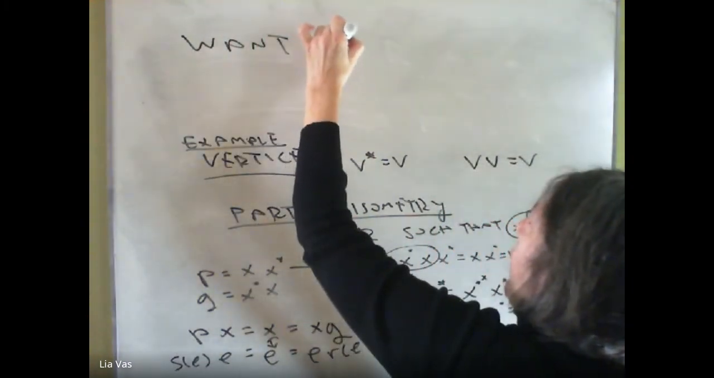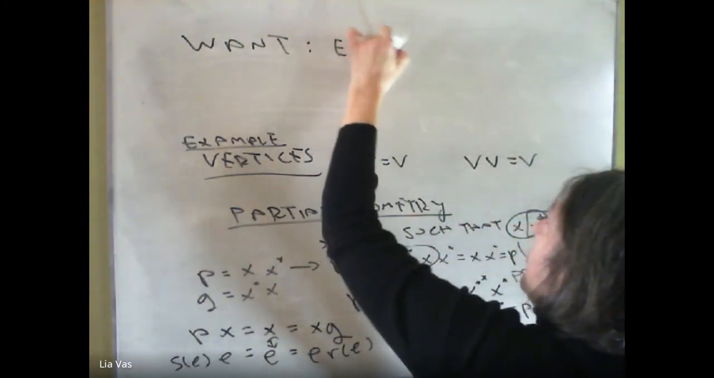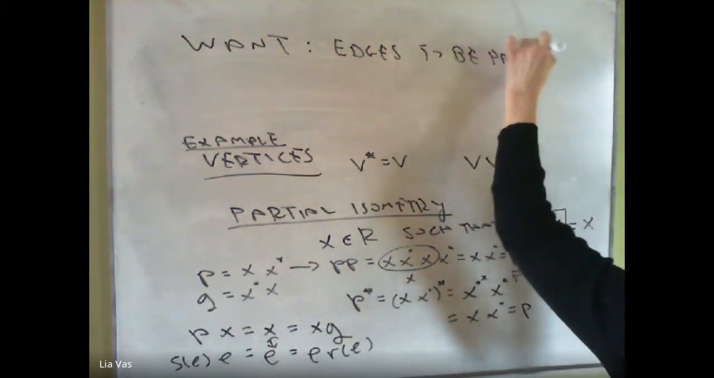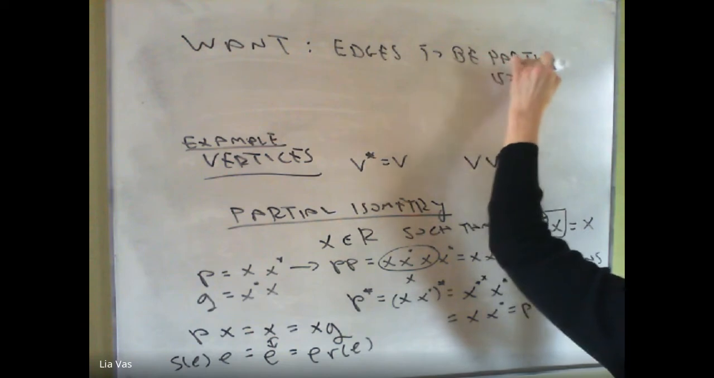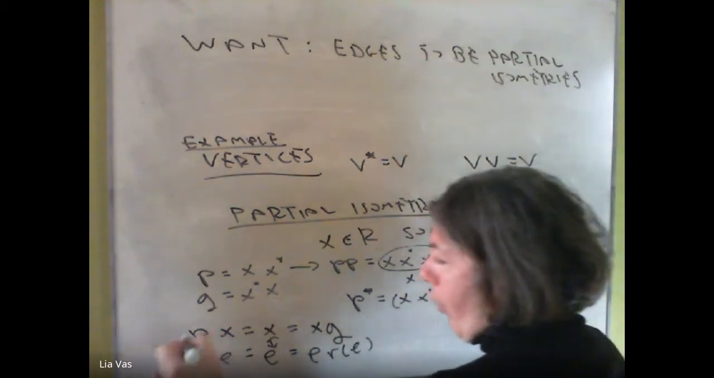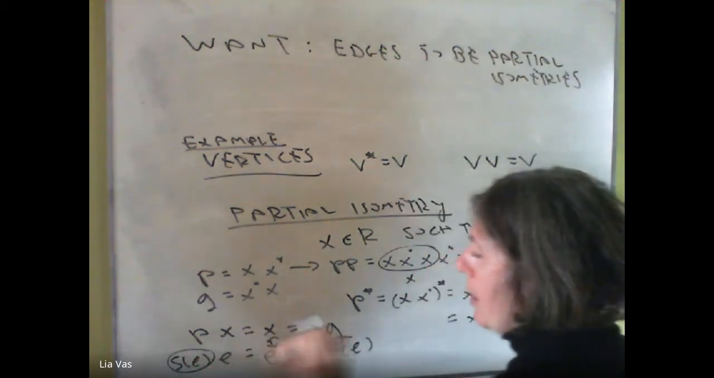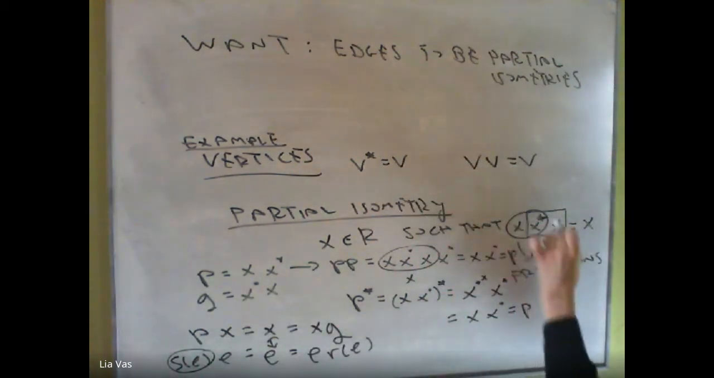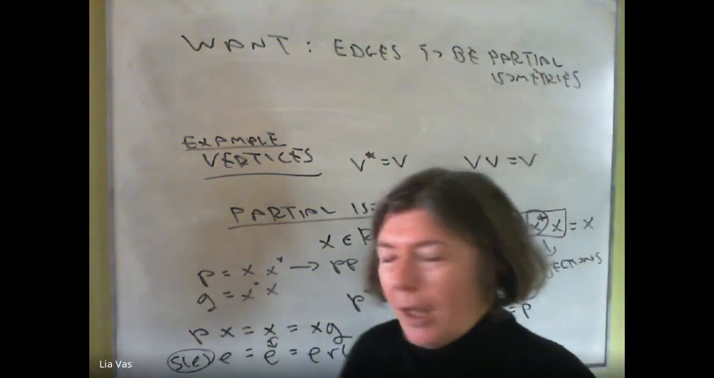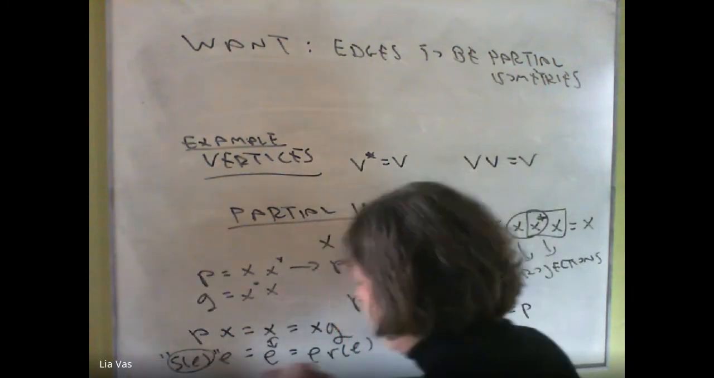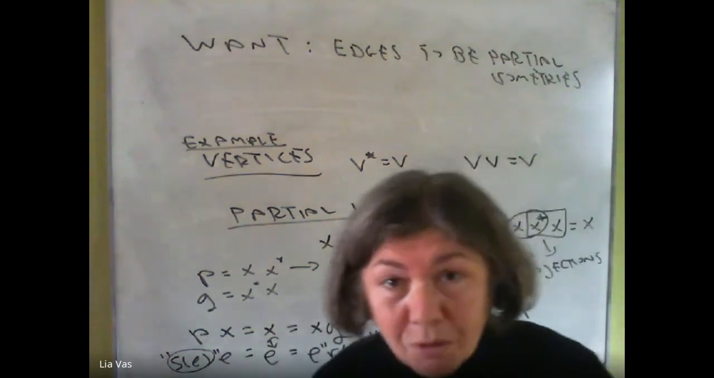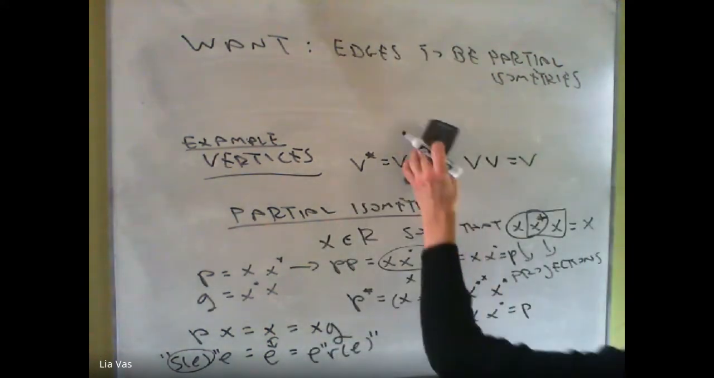So what we want is we want edges to be partial isometries. And I'm not saying that source of E is always going to be exactly equal to X star, but at least this gives us some type of analogy. Let me put quotations, source and range. So maybe not exactly source and range, but something to do with source and range is going to be there.